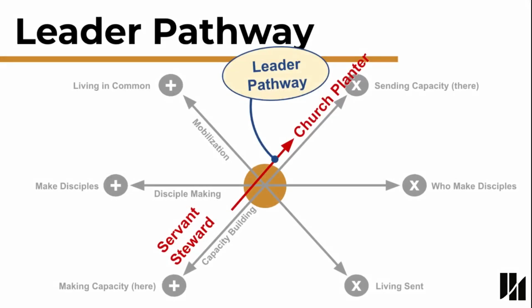If we move on to the third micro pathway, we've called it the leader pathway. This is the one where the other two pathways, the disciple-making pathway and the missionary pathway, ought to apply to 100% of people who are Christ followers. The leader pathway is kind of like the dimmer switch on a light. 100% of Christians down at the one end of the spectrum ought to be servant stewards.